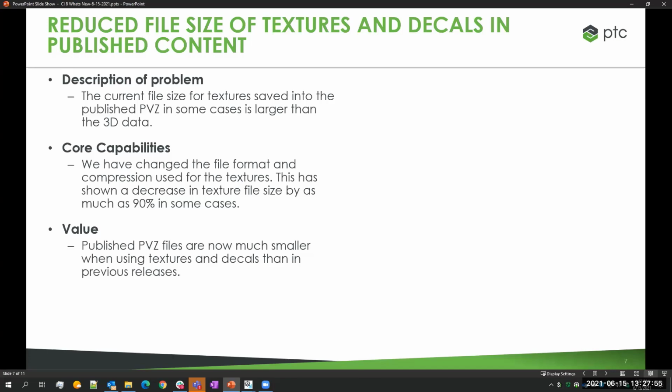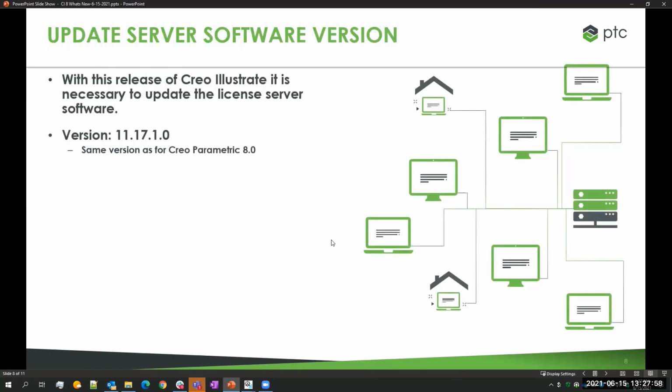All right. So next up is not really a feature, just something you should be aware of. In order to run Creo Illustrate 8, or for that matter, any of the Creo 8 packages, it does require an update to the licensed server software. So you would need to be running this version of the licensed server software or newer, although this should be the newest one right now. And yes, you do need to update your licenses to be able to run the 8.0 version of Creo Illustrate. The 7.x licenses will not allow you to run 8.0.